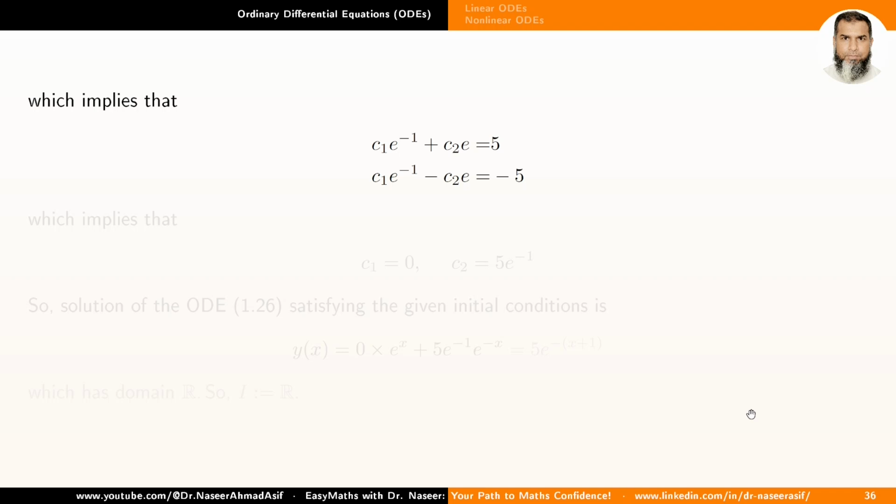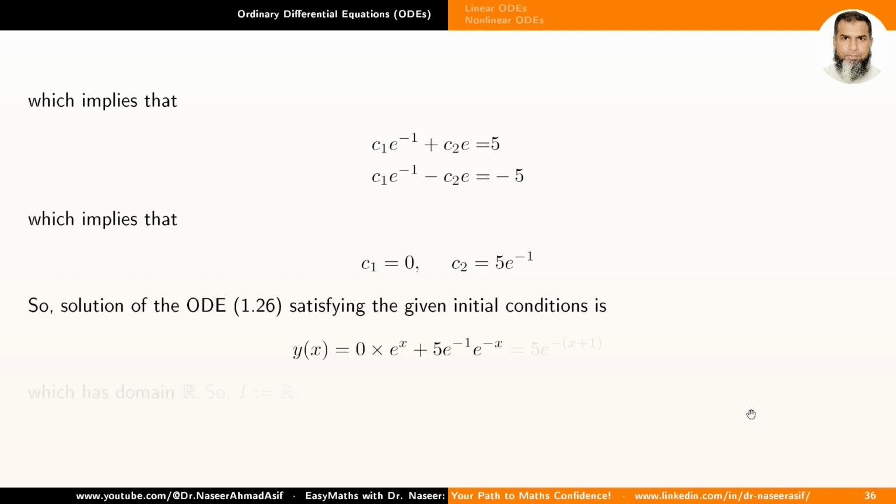So c1 exponential minus 1 plus c2 e is equal to 5, c1 exponential minus 1 minus c2 e is equal to minus 5. So c1 is 0, c2 is 5e exponent minus 1. So the solution of the ODE 1.26 satisfying the given initial conditions is y of x equals 0 into exponential of x plus 5e exponent minus 1 exponential of minus x, which is equal to 5 exponential of minus into x plus 1, which has domain R, so I is equal to R.